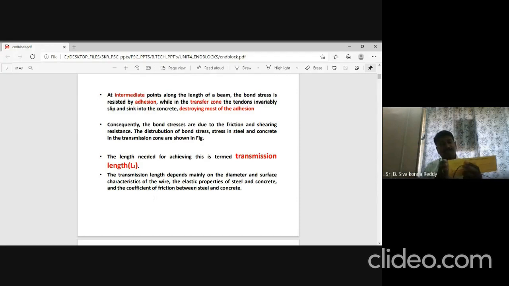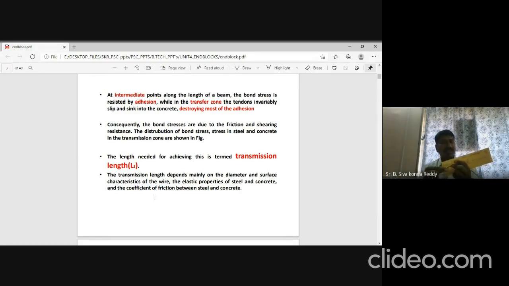Why? Because at the face of your concrete member directly, you're going to induce pre-stressing forces. So there the mechanism would be different. The transmission length depends mainly on the diameter and surface characteristics of the wire. If you have more diameter, you have more bond, so your length would be less. Likewise, plain wires compared to twisted wires would move very easily inside. All these things are going to influence your transmission length.